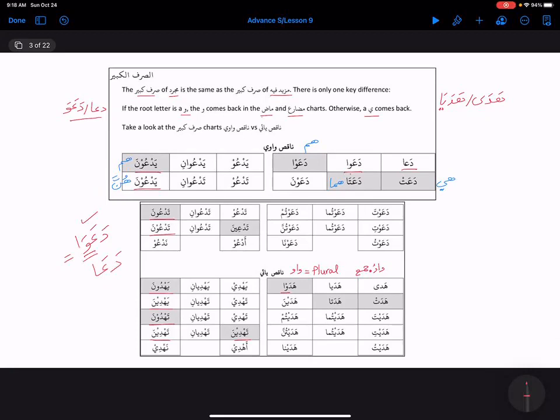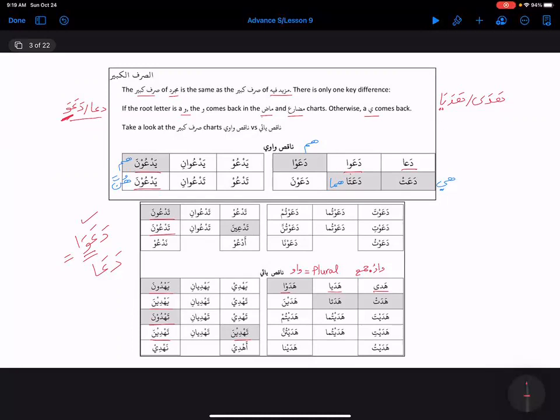Otherwise, it's going to be ya. And the example we can see is hada, right? Hada becomes hadaya. So over here, the ya is coming back. So if the root letter is waw, we know that da'a is basically da'awa, right? So the weak root letters are da, ain, and waw. That's why we see in madi and mudari it is coming back. Otherwise, it will take ya. Okay, so that is basically what it is saying.